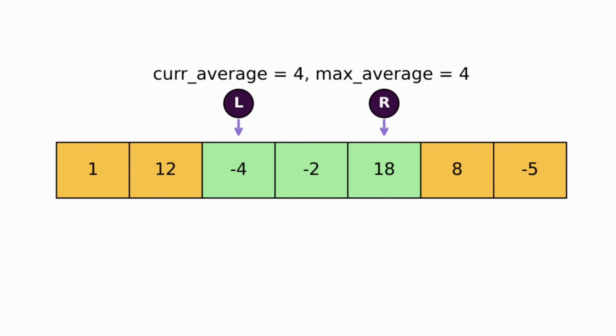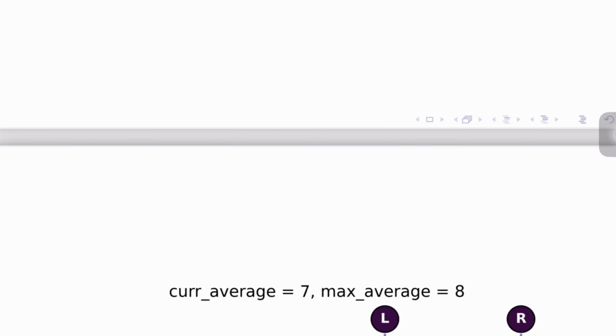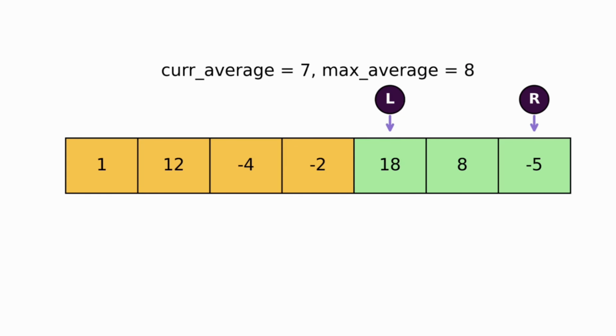Since 4 is greater than 3, we update the maximum average, and then we move our left and right pointer to right. Here, we can see that current average is 8. Since 8 is greater than 4, we update our max average to 4. And then the current average is 7. And since 7 is less than 8, we keep the 8 as the maximum average.